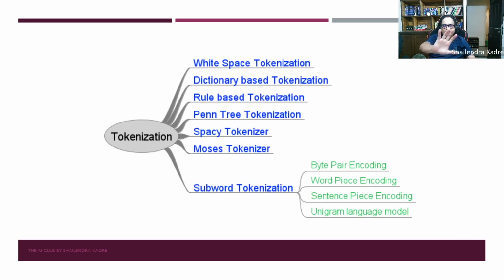If you don't understand right now, it is okay. These kinds of libraries are available for us to do tokenization. There is white space tokenization, dictionary based, rule based, Penn Treebank, spaCy, Moses tokenizer, subword tokenizer. I am just showing you what is available. But in this course we'll use spaCy, S-P-A-C-Y. It is a very prominent natural language processing library which we will use in our analysis. spaCy is a modern library, NLTK is an older library.